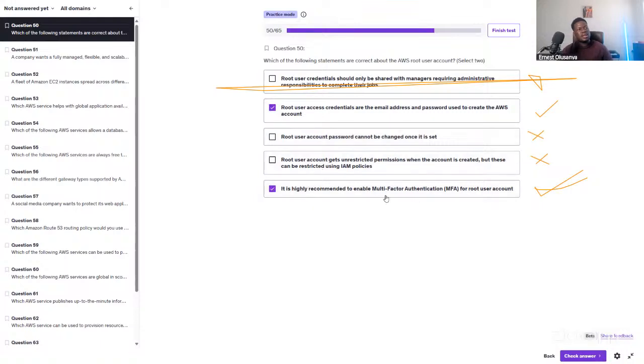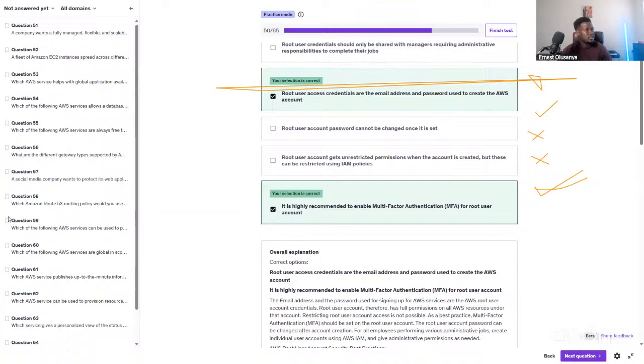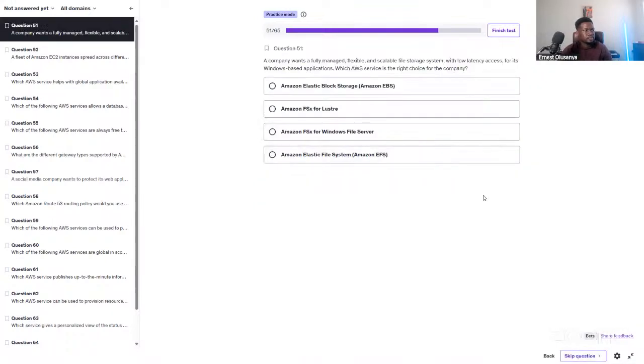All right, I hope it's clear. You always want to have multi-factor authentication, and the root access credentials are always going to be username and password. All right, so that's the correct answer there. All right, let's go ahead to the next question.